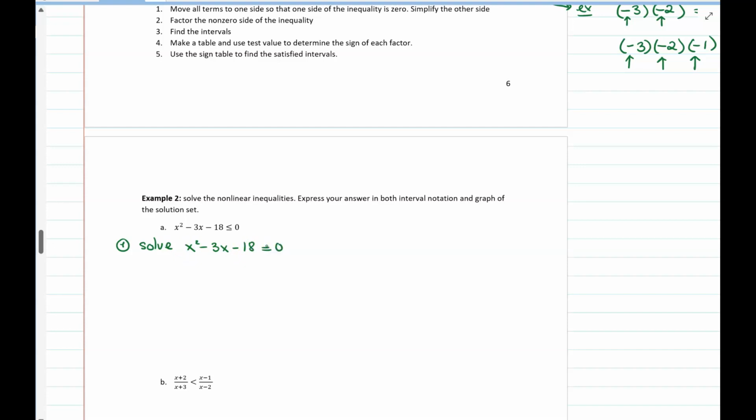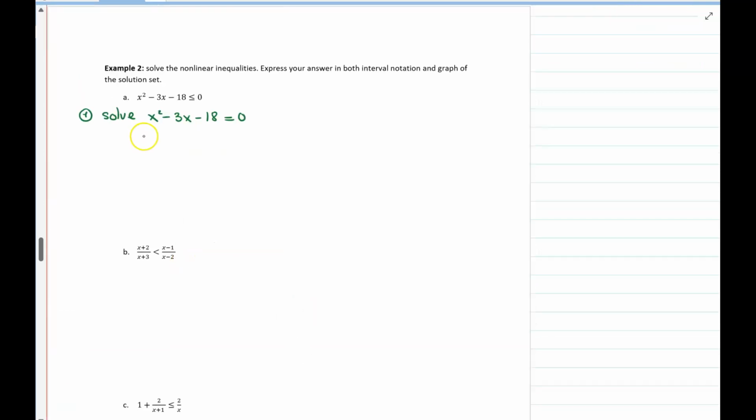We will factor this equation using the AC method. If you don't remember the AC method for factoring quadratic equations, you may want to review that. Factoring this, we get x minus 6 times x plus 3. This means x equal to 6 or x equal to negative 3. And these are the critical values, or the values in our table. So now we will create intervals and choose test points.